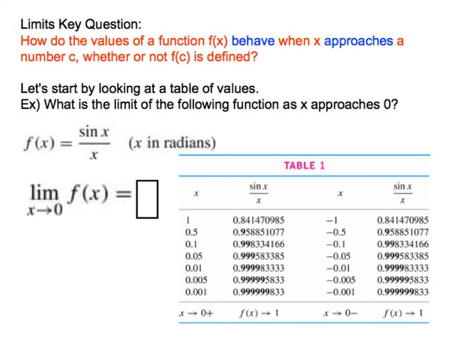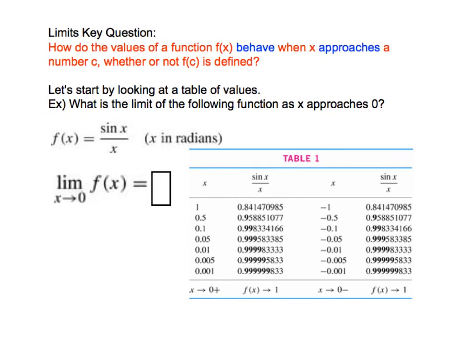So let's start by looking at a table of values. What is the limit of the following function as x approaches 0? The function is sine of x over x, in radians. We know that we're undefined here because x equaling 0 can't be in the denominator. It's a domain restriction, just as a simple example. But we can still evaluate and look at the behavior of this table of values near 0. The notation that you're going to get familiar with is right here in the box: limit as x approaches 0 of f of x is how you would read that.